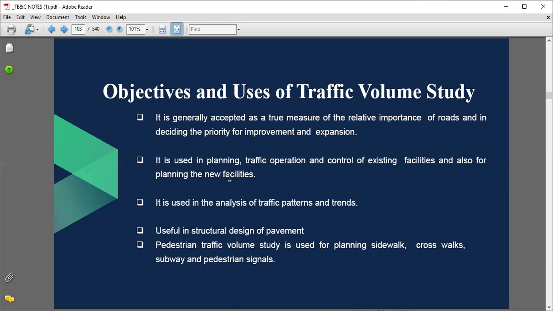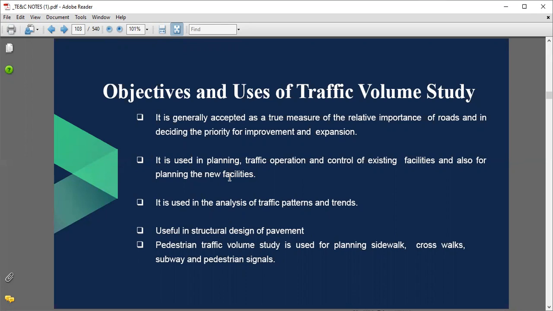For the planning of new facilities, as well as to control the existing facilities, and to make traffic operation easy and smooth, we have to understand the traffic operation on that road. Depending upon the traffic volume, we go for planning the new facilities which will be provided on the road to make the journey smooth and easy. So that is the second point about the traffic volume study.